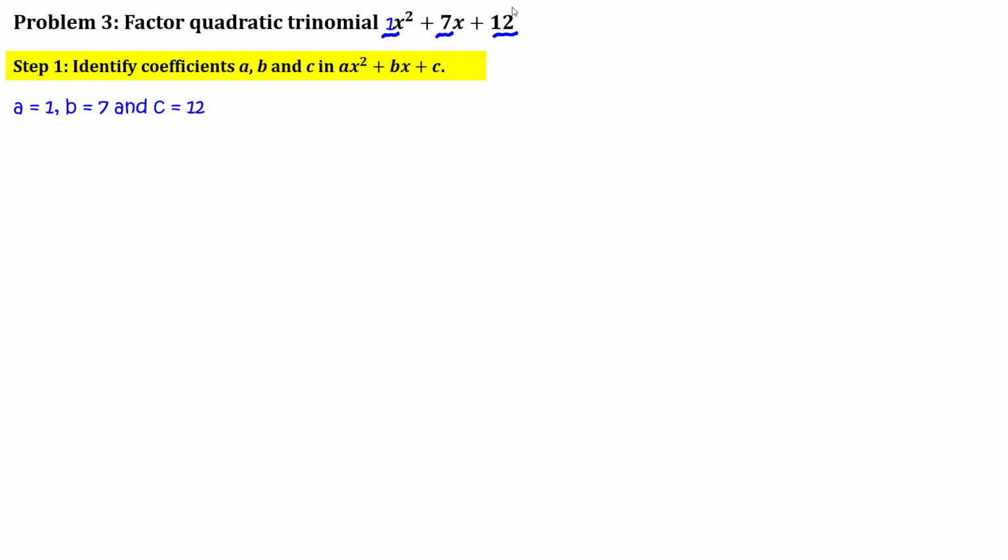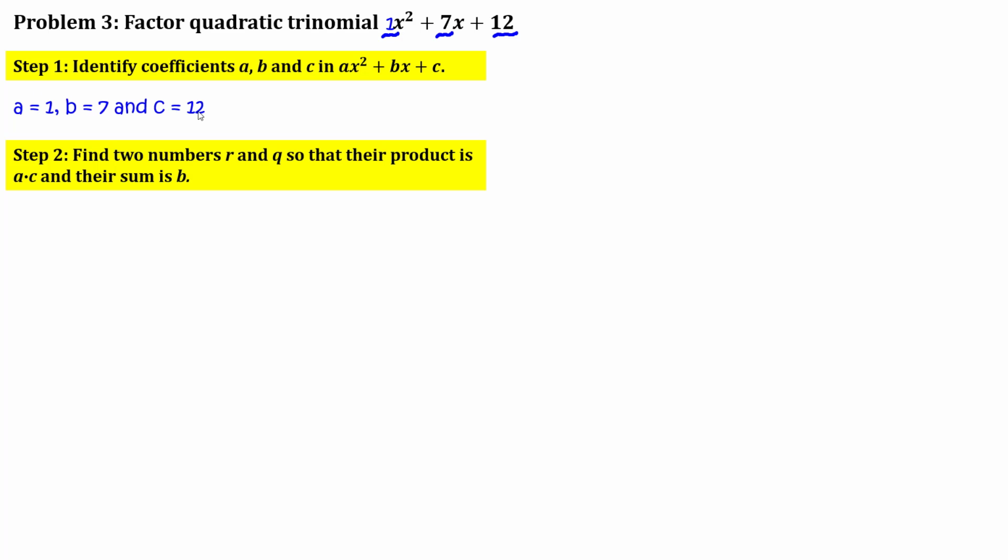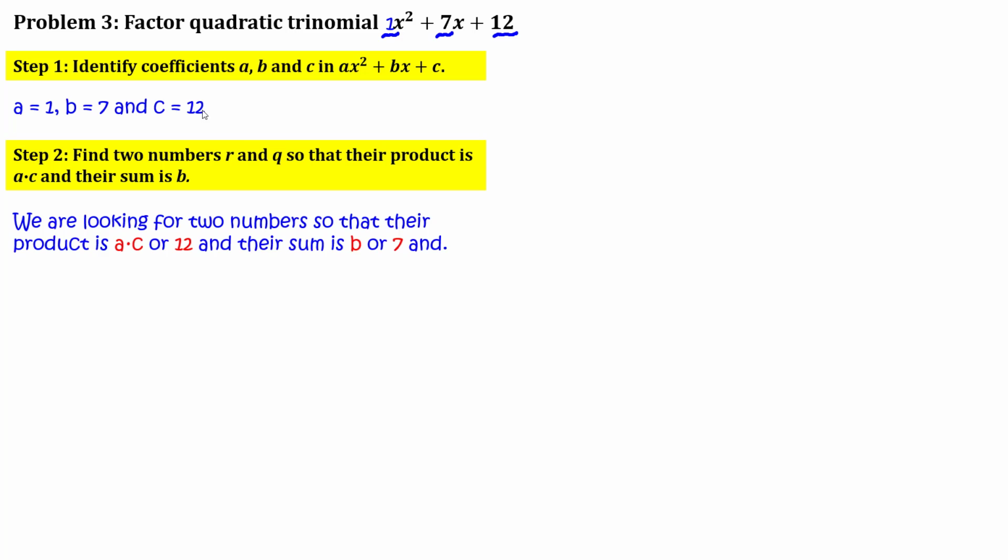Problem 3, you're asked to factor quadratic trinomial x squared plus 7x plus 12. So the first thing we're going to do is pick out a, b, and c. So step 1, a is 1, b is 7, c is 12. The next thing we're going to do, we're going to look for two numbers so that their product is a times c, or 12, right? A times c is 12, and their sum is b, or 7.